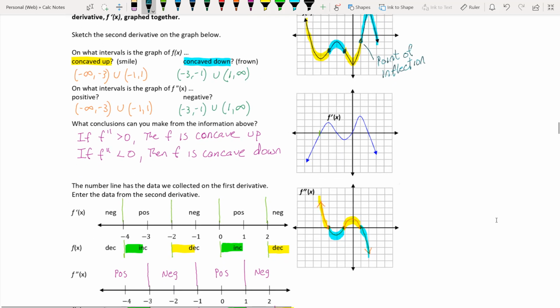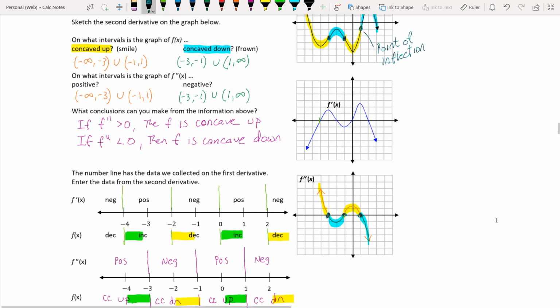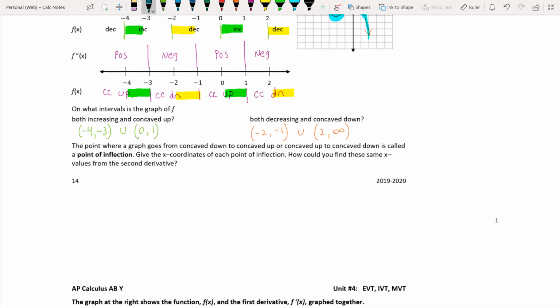If you go down and look at the second derivative and look at those same values of x, I've got x equals negative 3, negative 1, and 1. Look at those values on the second derivative. Those are my x-intercepts on my second derivative. So those are the x coordinates of each point of inflection. How could you find these same x values from the second derivative?